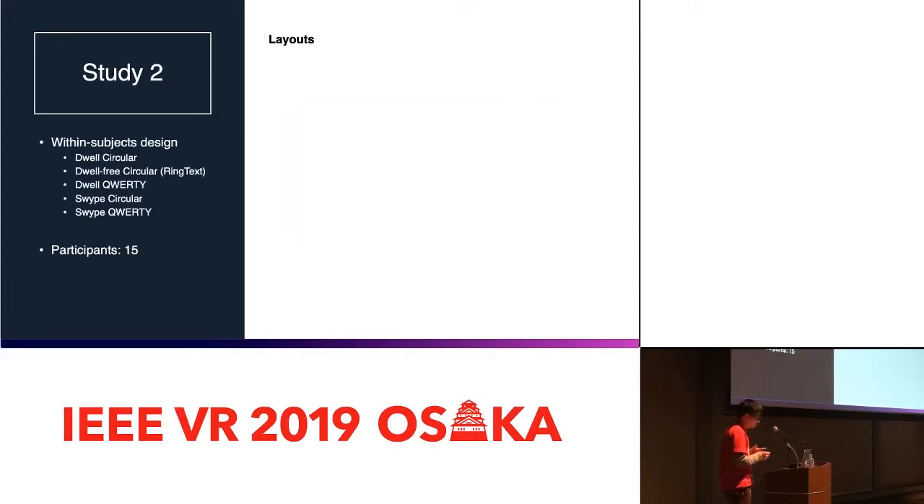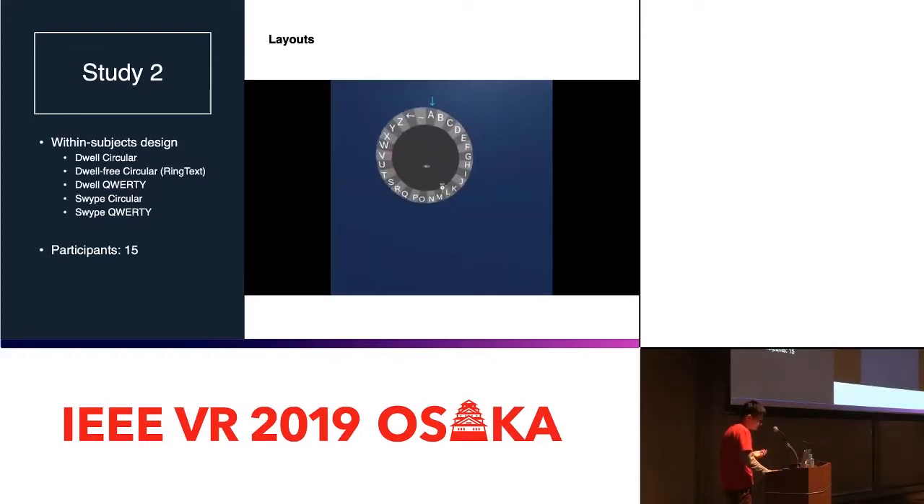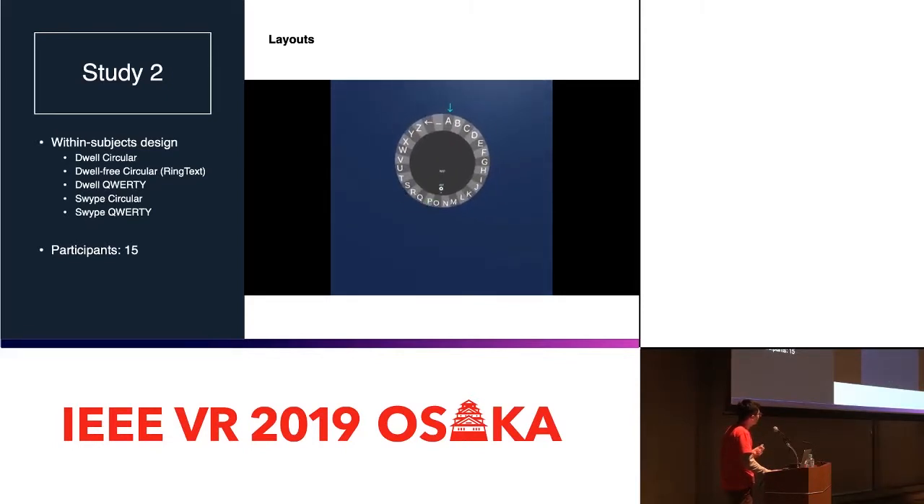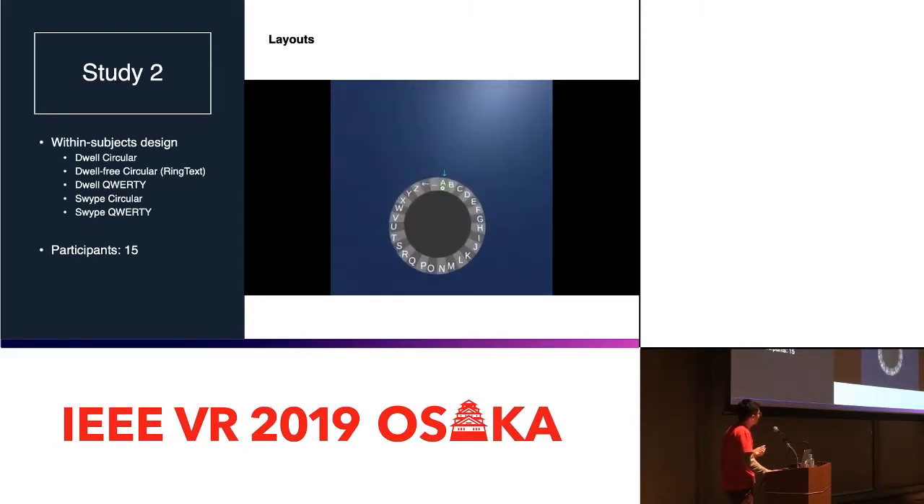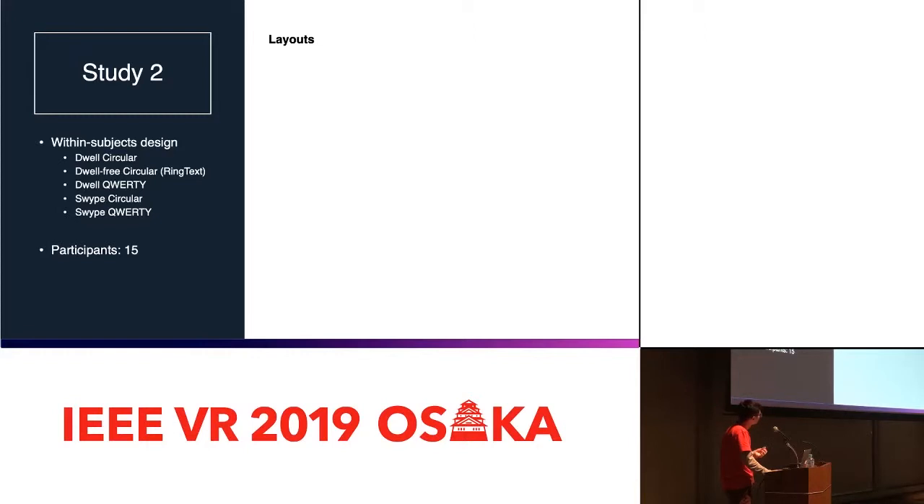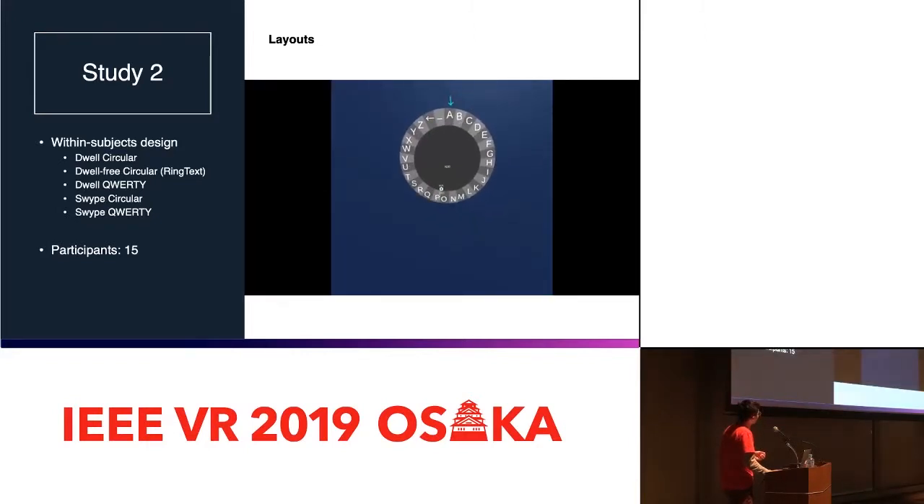So in study 2, we want to test how good our RingText is compared to the 4 other hands-free techniques. The first one is dual circular. The dual time is 400 milliseconds for the first letter input and another 400 for the second letter input. The second one is our dual-free circular, which is RingText. So you simply go and hit it.